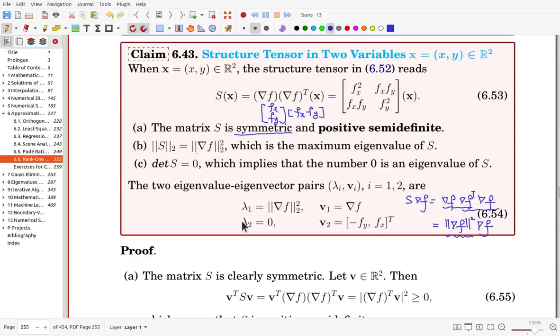Okay, for the 0 eigenvalue, you can easily see the corresponding eigenvector.